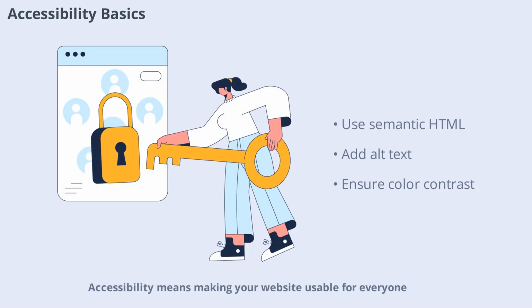Accessibility means making your website usable for everyone, including people with disabilities. This involves using semantic HTML, providing alt text for images, and ensuring good color contrast. Building accessible sites is not only the right thing to do, but it also improves SEO and user satisfaction. Let's look at some basic accessibility practices for web development.